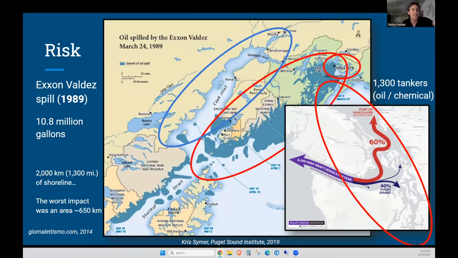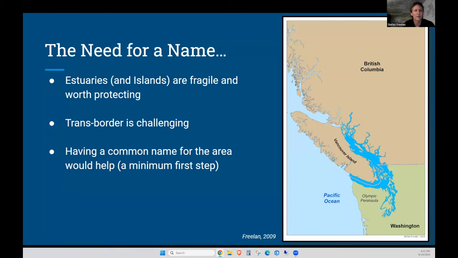So it was this concern that was driving Burt's proposal pre-Valdez, but the same basic plenty of reason to be concerned. So Burt felt like we needed a name. He felt like estuaries and islands and birds and fish are fragile. They're worth protecting. We have this challenge of multi-overlapping jurisdictions. And the least we could do is have a common name. So we have a way of talking about it, trans-border. So let's do that. And how do you do that?